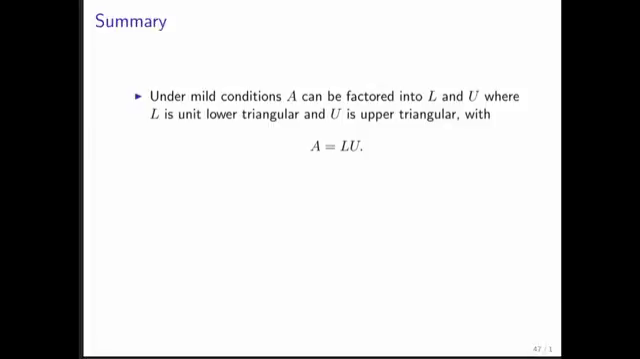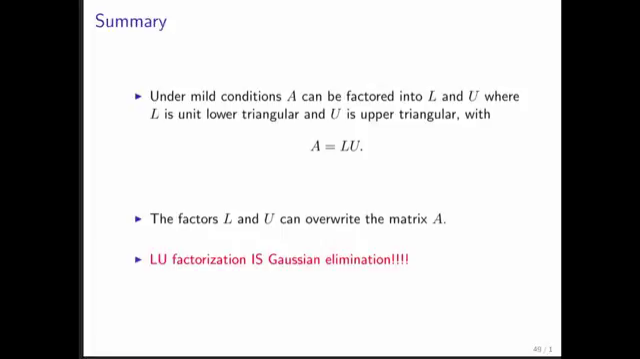So in summary, under mild conditions, we can take A and factor it into L times U. The factors L and U can actually overwrite the matrix A. Well, actually not quite, because there are these entries of L that are equal to 1 on the diagonal, and they would also have to be stored in the same place where the diagonal entries of U would have to be stored. But we know that those entries in L are 1, so we don't need to store them. And we noticed that the algorithms that came out were absolutely identical, so LU factorization is simply Gaussian elimination.